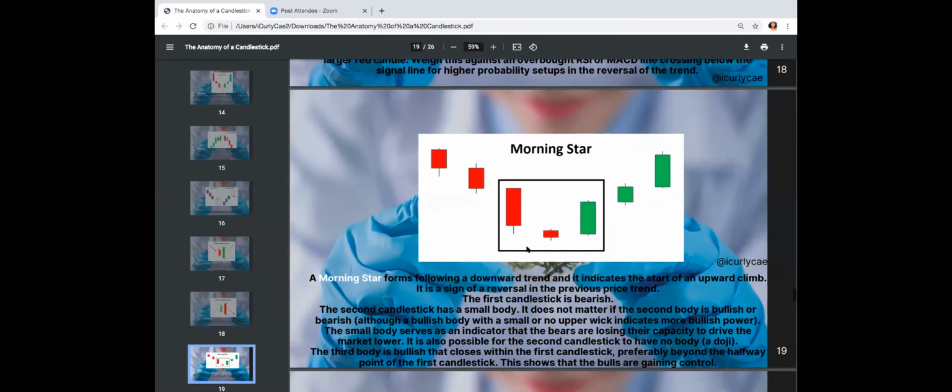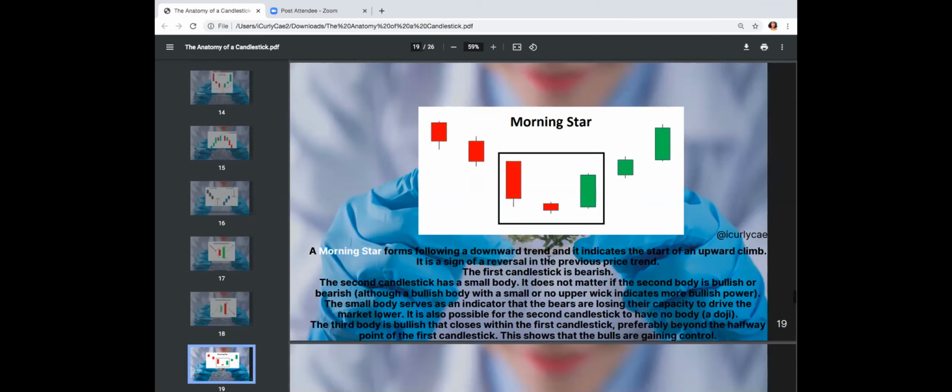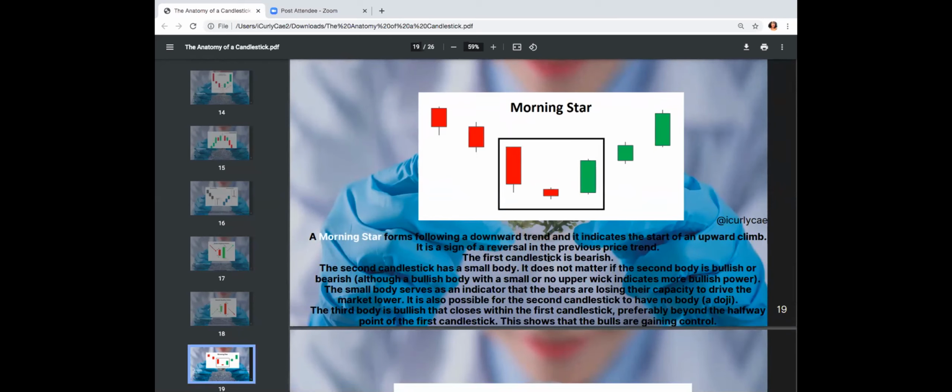All right, so we have the morning star candle, which forms following a downtrend and indicates the start of an upward climb. It is a signal of a reversal in the previous price trend. The first candlestick is bearish. The second candlestick has a small body. It does not matter if the second body is bullish or bearish, although a bullish body with a small or no upper wick candle indicates more bullish power.